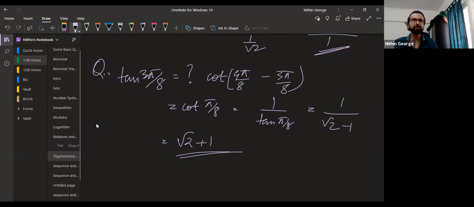Guys, this was supposed to be easy, so I'm a little disappointed. So what is tan 3 pi by 8 here? I just wrote it as cot of pi by 2 minus theta. Tan theta is cot of pi by 2 minus theta. From there, I got it as cot pi by 8. I already have tan pi by 8 as root 2 minus 1. And then I use that to get root 2 plus 1.